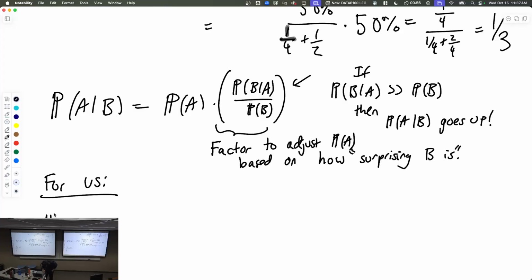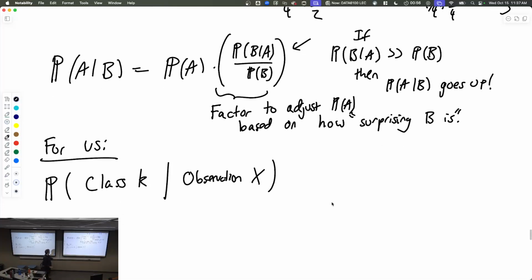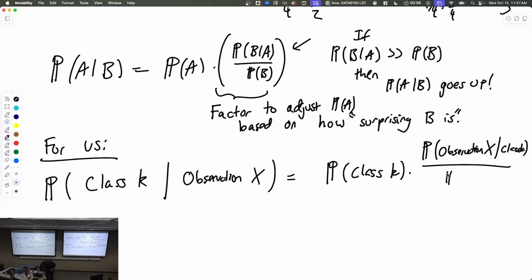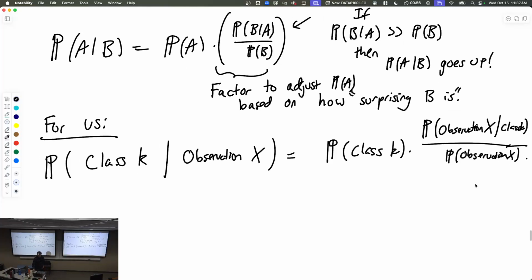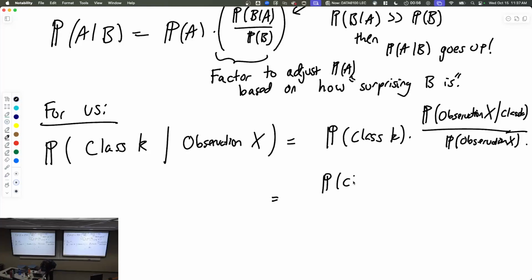So we are going to do the probability of class K given observation X. We have X's, and we want to figure out the probability that our observation belongs to class K. Well, this will be the probability of class K, and then this conditional probability, the probability of observation X given class K, divided by the probability of observation X. By the way, we can rewrite it another common way: the probability of class K times the probability of the observation X given class K.